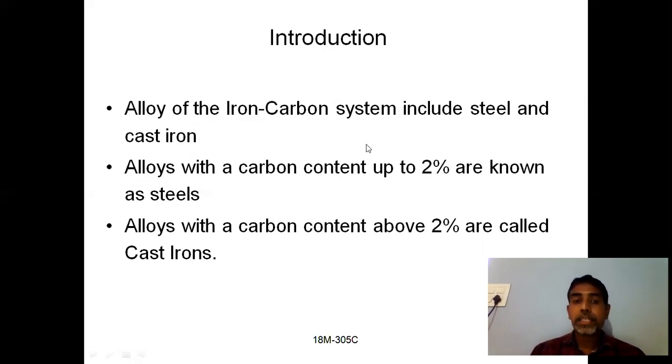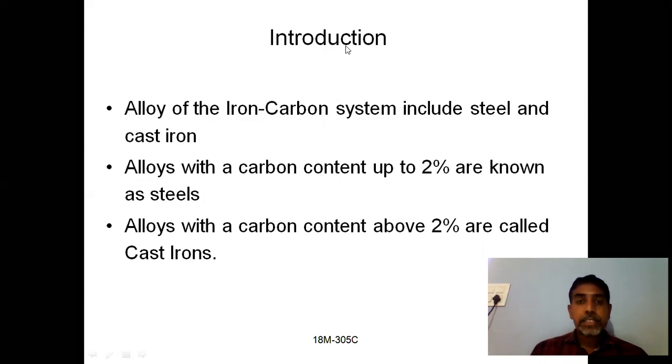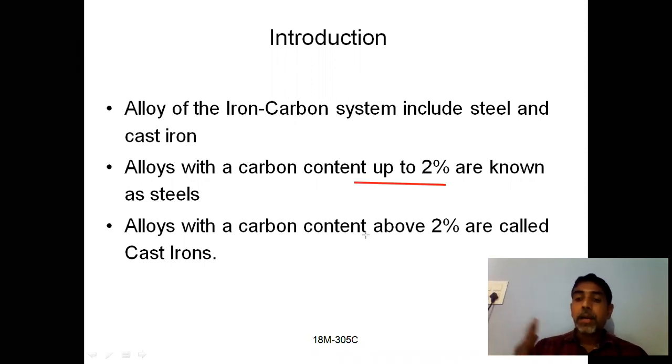When do we call them steels and when do we call them cast irons? If you see the second sentence here, alloys with carbon content up to 2%. That means if the carbon percentage is up to 2%, then we can call them steels. If it exceeds 2%, if the carbon percentage is more than 2%, then we can call them cast irons.